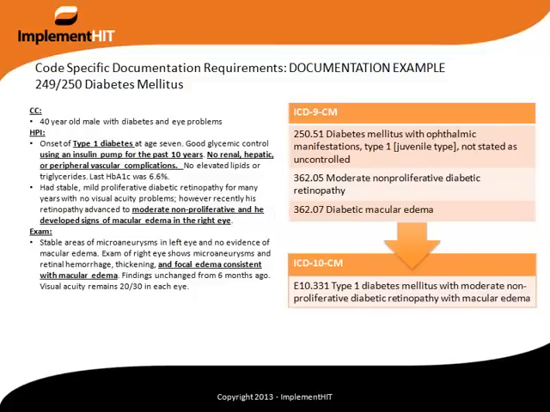This same patient and clinical story would receive a single code with ICD-10, E10.331, type 1 diabetes, with moderate non-proliferative diabetic retinopathy with macular edema. The E10 component of the code, type 1 diabetes, comes from this component of the documentation. The remaining code regarding non-proliferative diabetic retinopathy with macular edema comes from this component of the note.